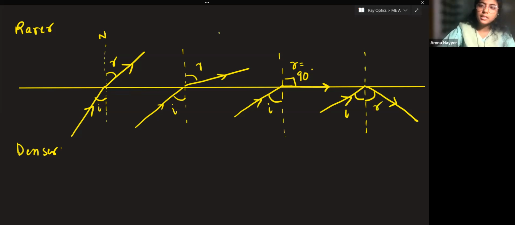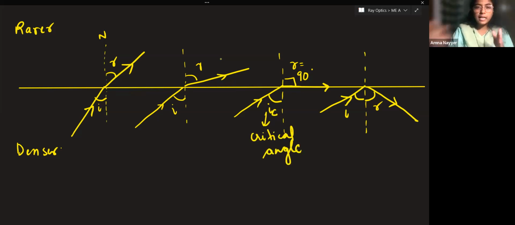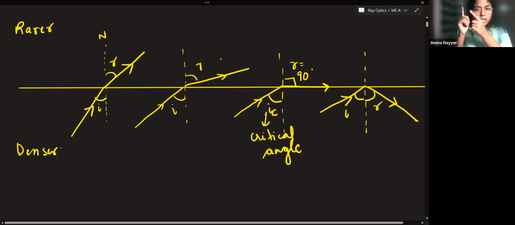Now see class, this phenomenon, the bending of light or the reflection occurring within the same medium, is known as total internal reflection. And the angle of incidence for which the angle of refraction suddenly reached 90 degrees is known as the critical angle. This has a special name, critical angle.